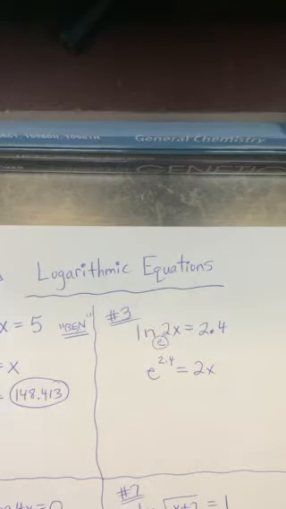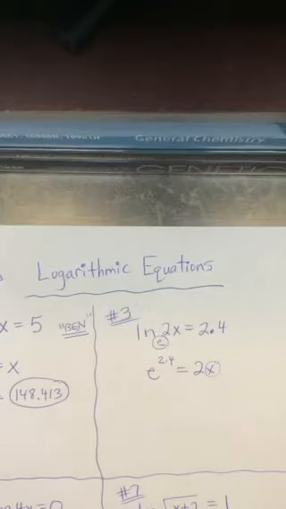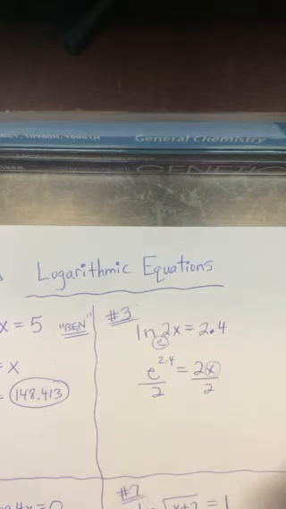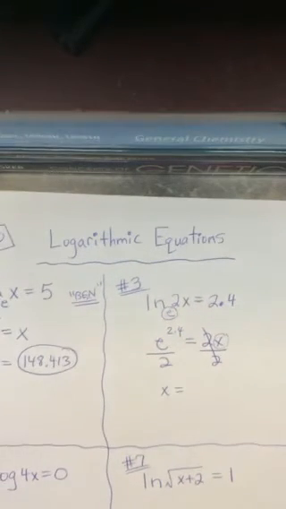2x. Now, obviously, to get this x all by itself, because again, I'm solving the equation for the letter x, I'm going to divide both sides by 2. The 2's would cancel, and x equals, and you turn to your calculator and let it do all the work again. So again, I'm going to hit E. Guys, I'm going to raise E to the 2.4 power, hit enter, and then that answer that's on your screen, you're going to divide by 2.